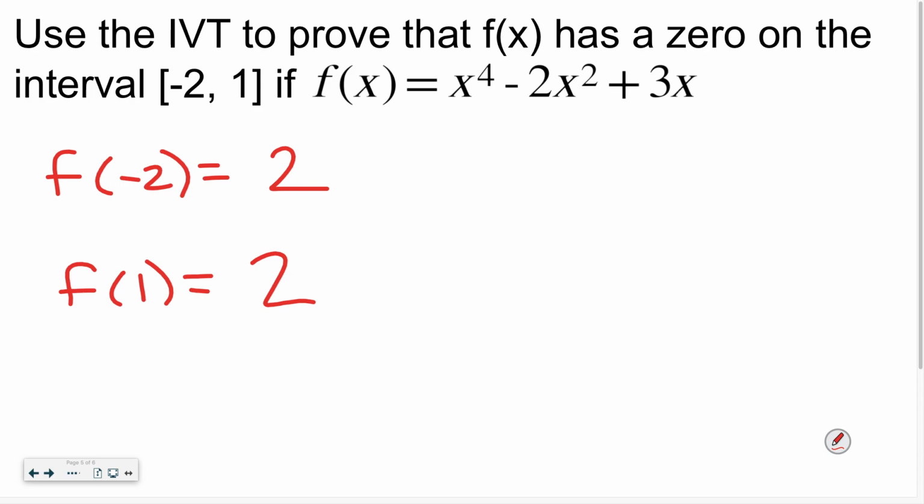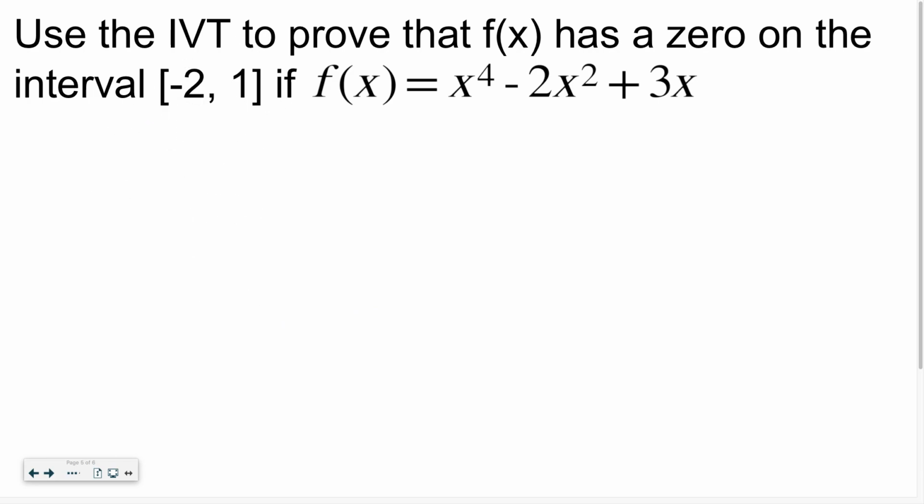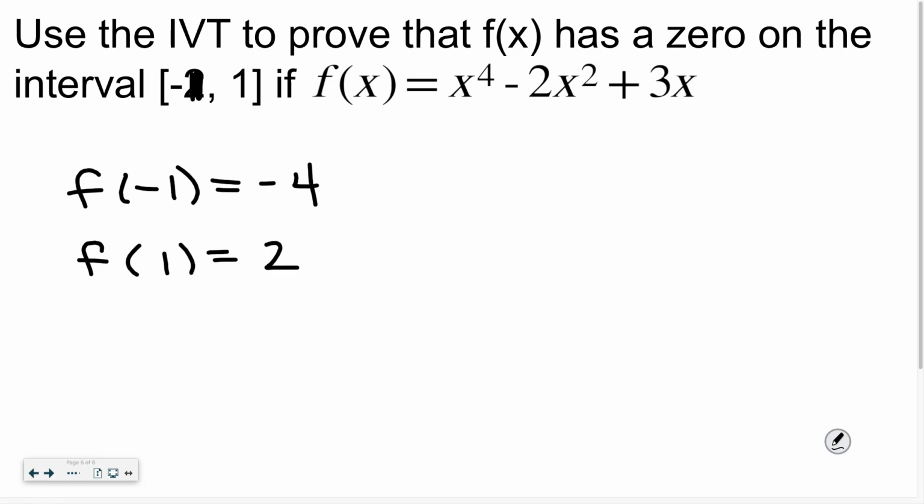How about -1? What happens if we plug in -1? Negative 4. Okay. So that must have been what I meant. All right, here we go. Change it from -2 to -1. Wait, it works. It's okay. We can restart. Everyone restart. I wanted -1. And f of -1 is negative 4. F of 1 is 2.